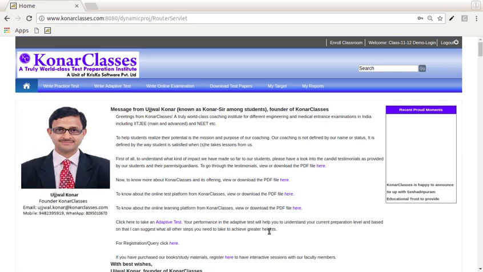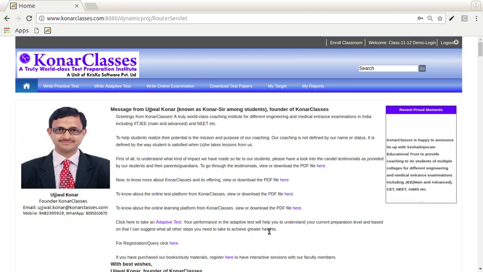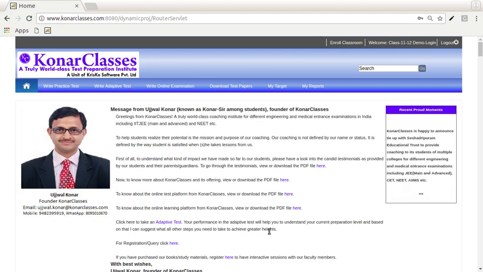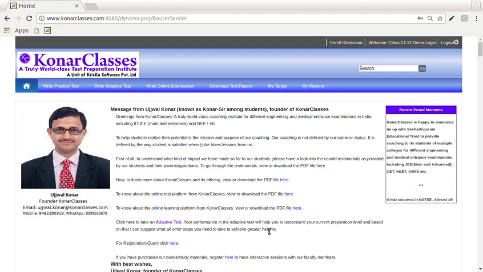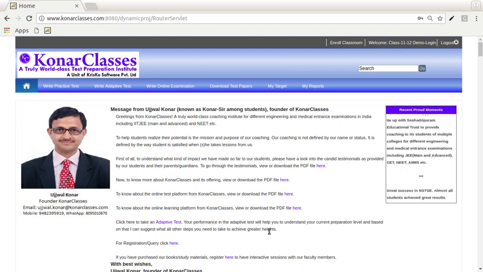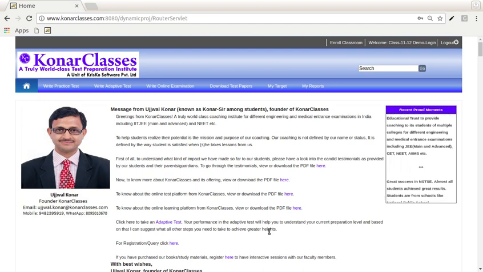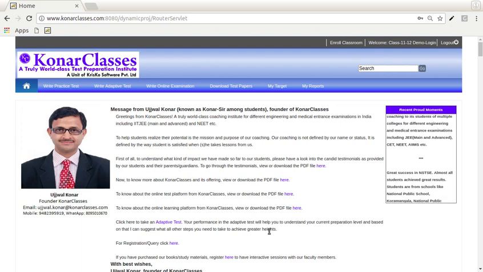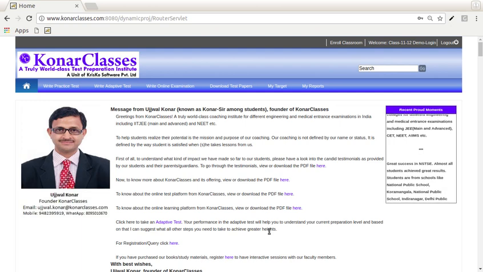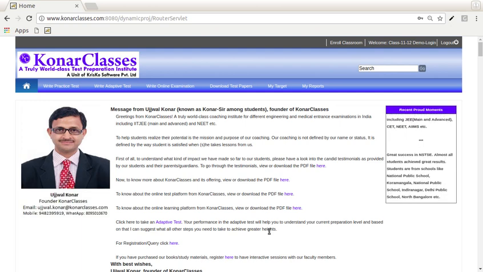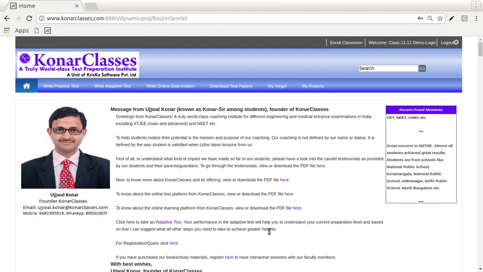Now, what is scope of improvement analysis? As you appear for different types of tests. What are the different types of tests? It is DPPs, that is called daily practice problem. Then there are UTs, called unit tests. Then MDTs, that is called module tests. Then MTs, that is called mock tests. And in between these, there are two types of tests: PT is called practice test and AT is adaptive test.